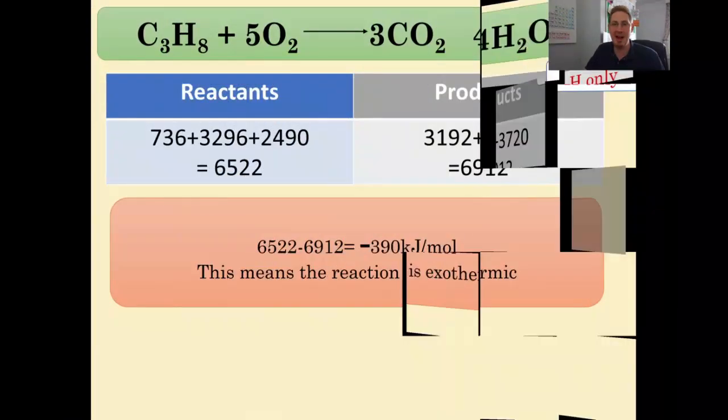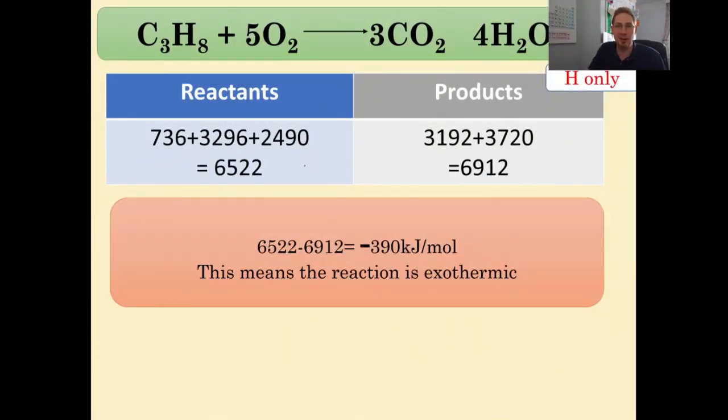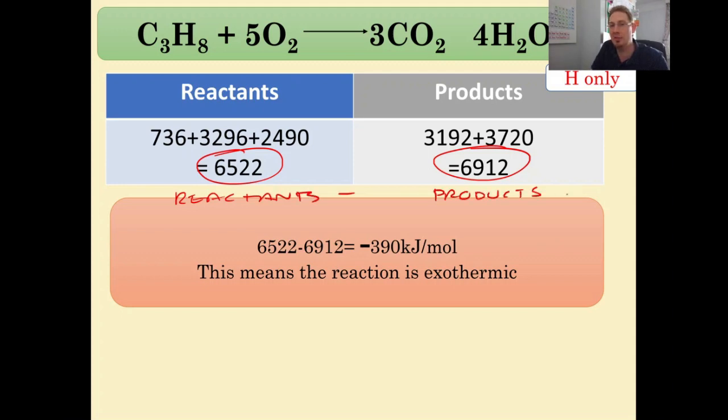So when I do the maths, I will find out that the reactants have 6,522 kilojoules of energy and the products have 6,912 kilojoules per mole of energy. And you were probably told at GCSE just to do reactants minus products. And that will give you the answer, and indeed that's what's happened here. We've got minus 390 kilojoules per mole, so the reaction is exothermic.